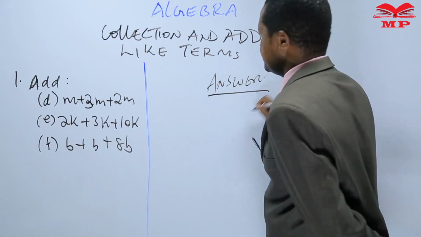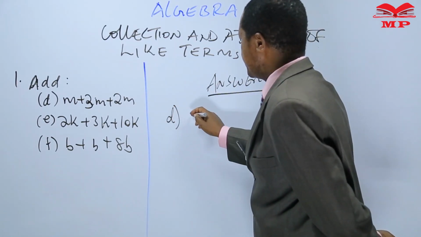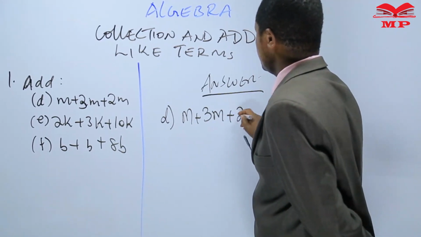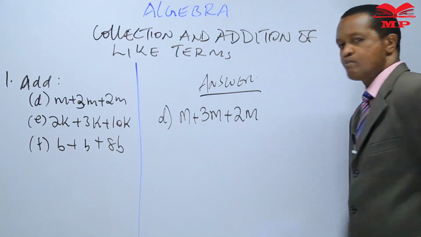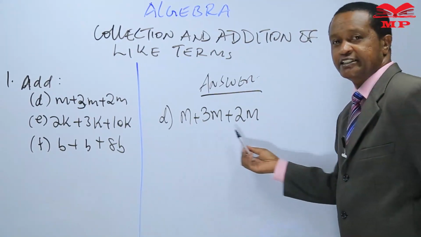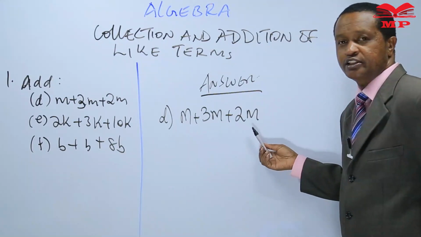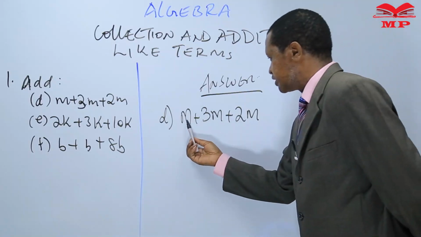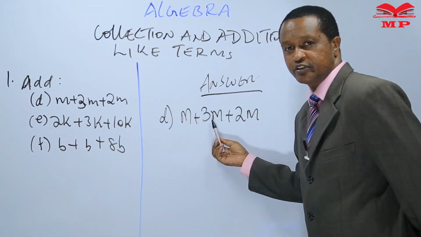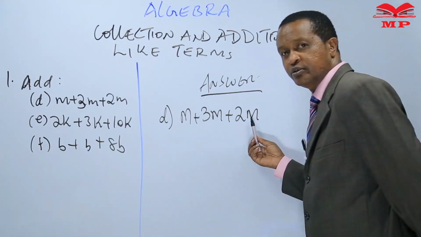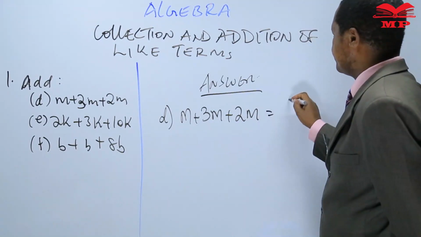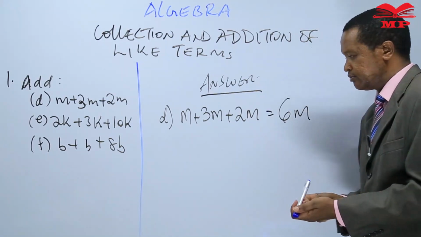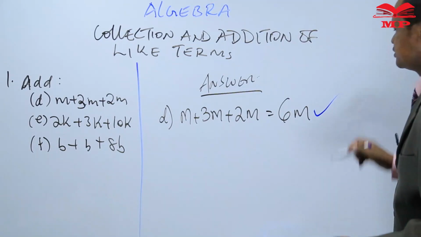D says add M plus 3M plus 2M. These all are like terms, M. So we just add. So there is 1M plus 3M. That gives us 4M plus 2M, which will be equal to 6M. Did you get 6M? If you got 6M, then you mark correct.